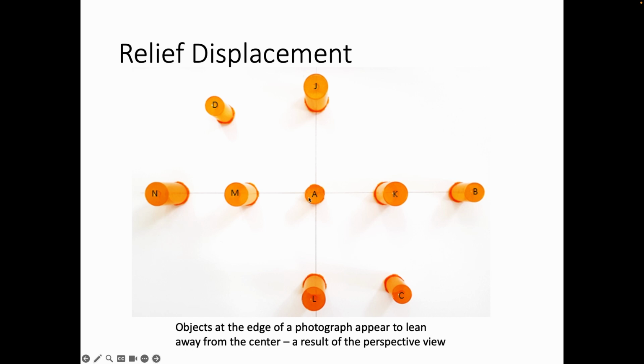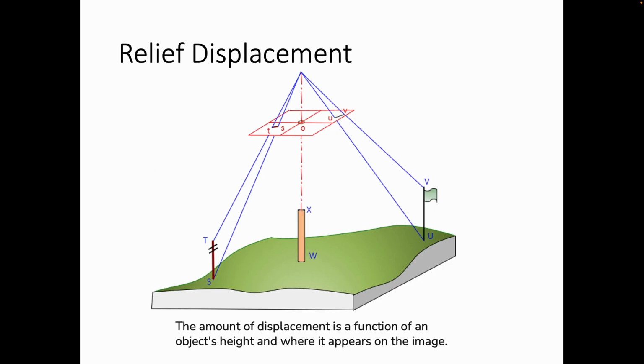So here these objects are all leaning along the axes, so there's no distortion in the vertical axis, but there's distortion in the horizontal. Here there's no distortion in the horizontal, but there's distortion in the vertical. And then of course in the diagonals, there's distortion in both the horizontal and vertical direction. So this is the result of the perspective view. And this is what we're going to leverage. We're going to leverage this information to estimate things like the height of those objects.